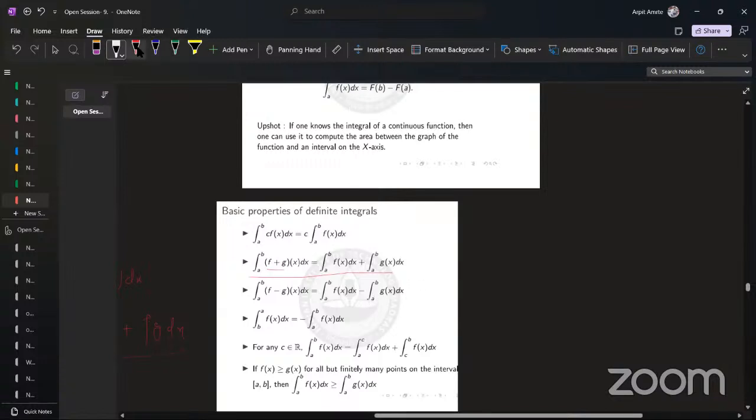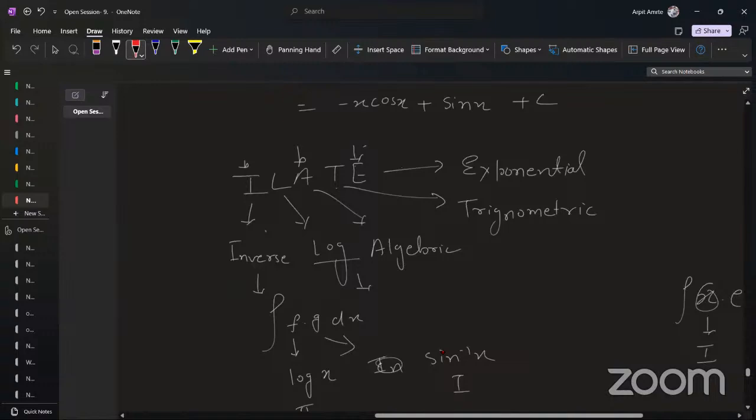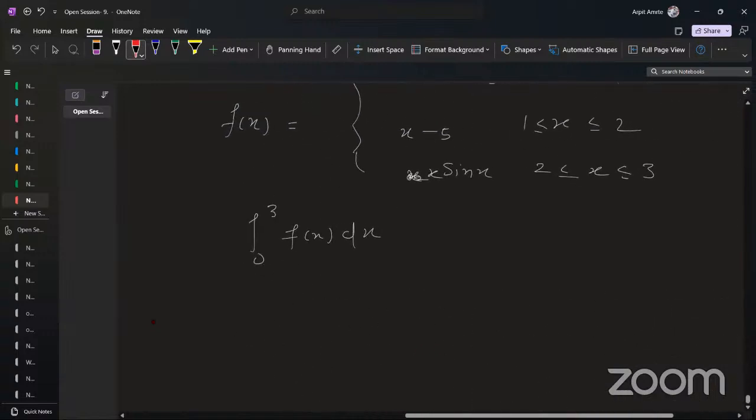This one, right? Basically, if you have something like this, integral a to b f(x) dx, then you can do this kind of thing: a to c f(x) dx plus c to b f(x) dx, if this relation holds. c would be in between. Yes, so c will be here.